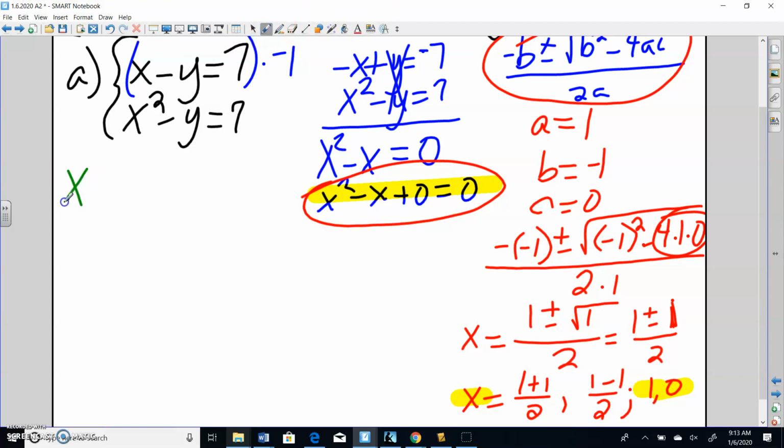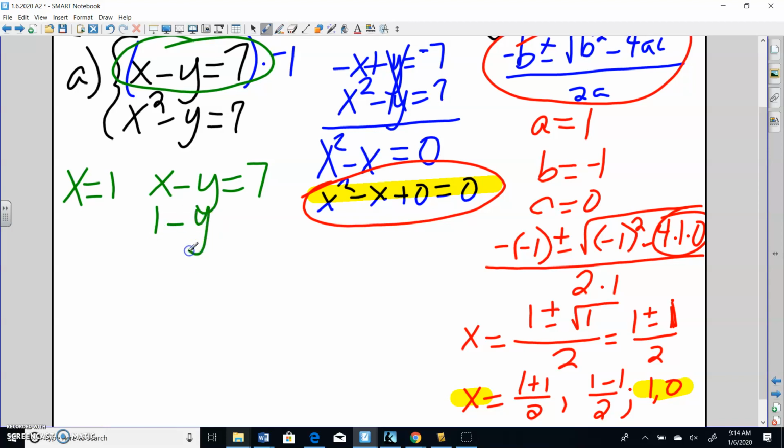When x equals 1, we're going to pick one of the two equations. I'm going to use the one that doesn't have the x squared, because it's just simpler for me. So I'm going to use x minus y equals 7, and I'm going to let x equal 1. So that gives me 1 minus y equals 7.